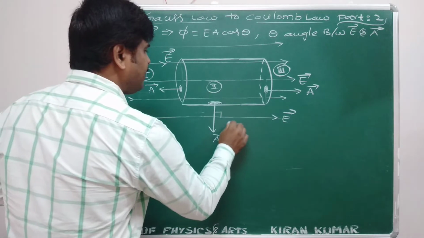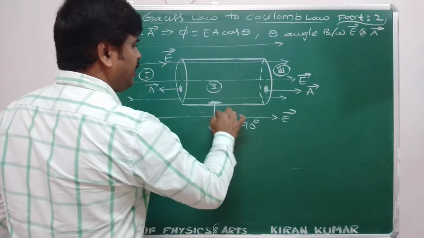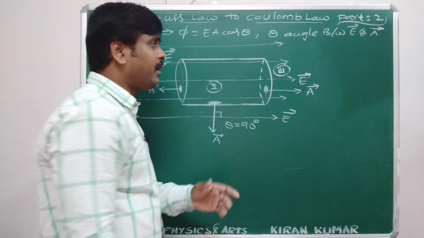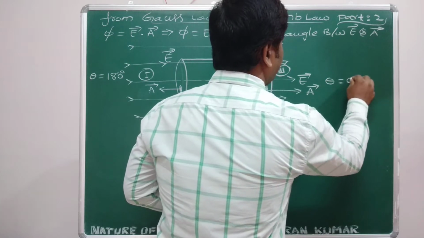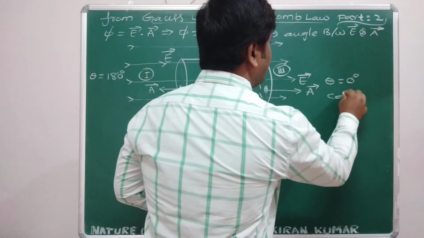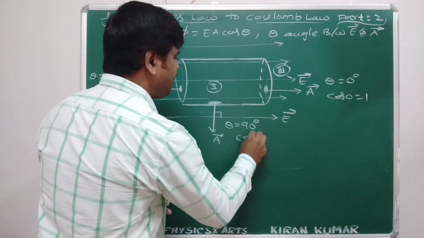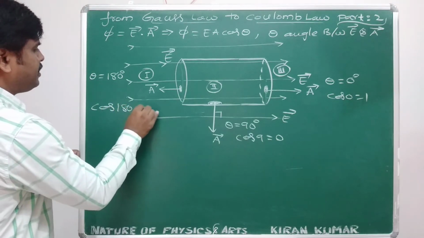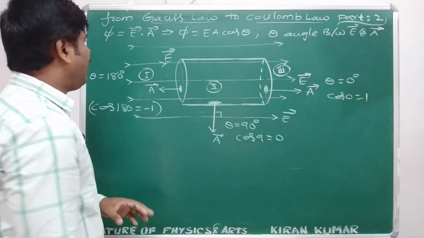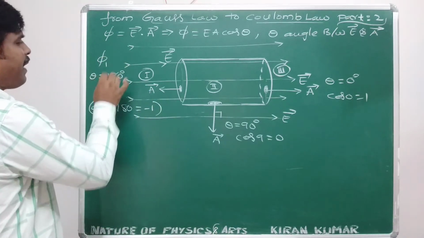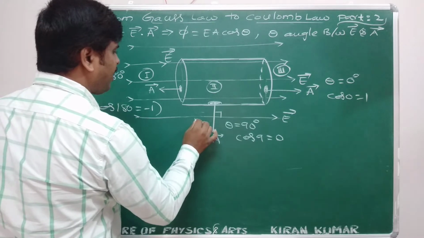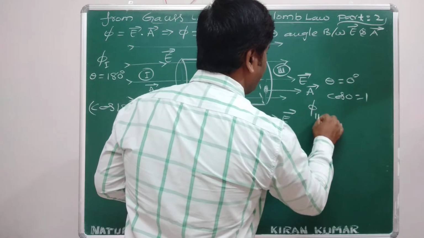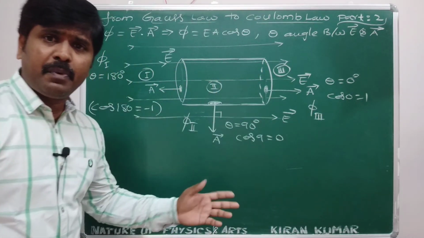Here theta is equal to 90 degrees because E bar and A bar are mutually perpendicular to each other on any curved surface area of the cylinder, and here theta is equal to 0 degrees, both are along the same direction. Here cos 0 is equal to 1, here cos 90 is equal to 0, here cos 180 is equal to minus 1. I'm taking the electric flux on this area as phi 1, on this area as phi 2, and on this area as phi 3.